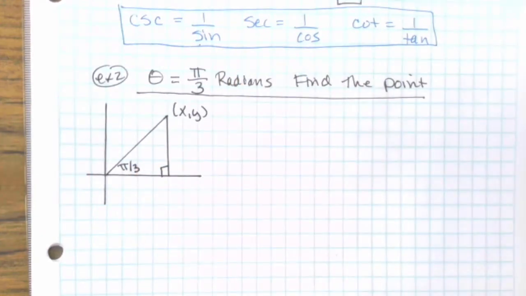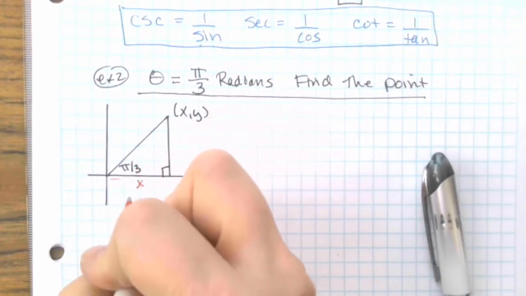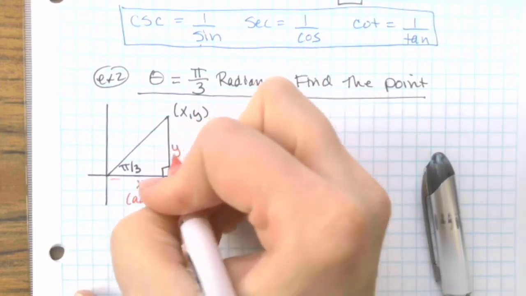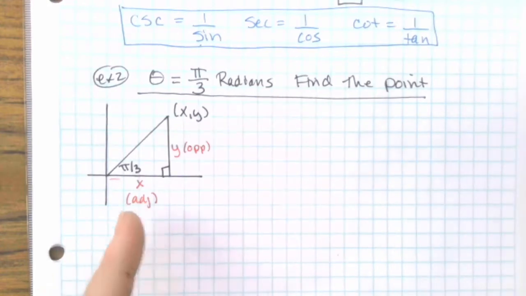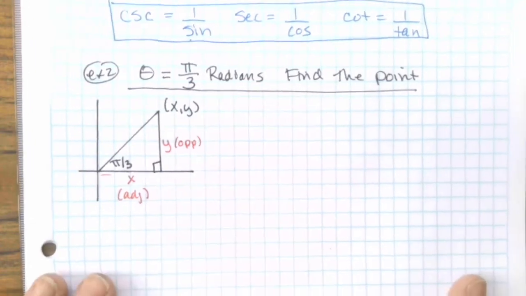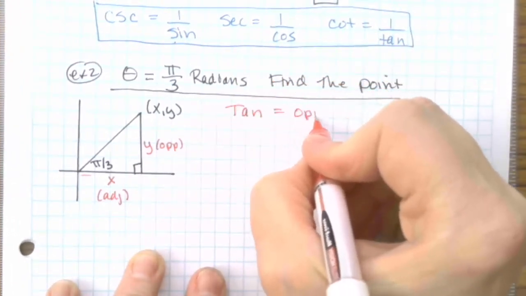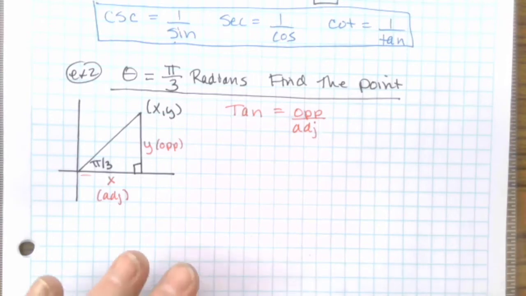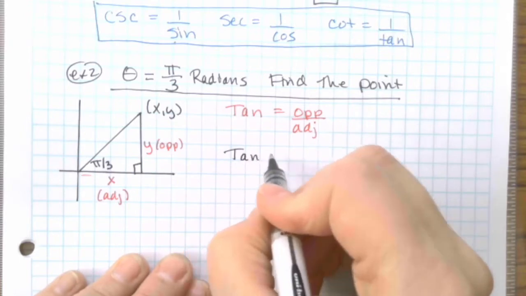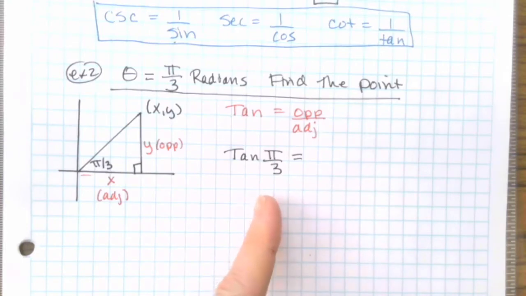Now, of course, in the triangle here, your x-coordinate going to the right is your adjacent side. Your y-coordinate, which is across from it, is your opposite side. So to find a point, we need a trig function that uses opposite and adjacent. The most logical choice is tangent. Tangent is opposite side over adjacent side. So what we can do is write an equation using tangent and opposite and adjacent. So here we go. Tangent of pi over 3 equals, okay, so this is one of your memorized values.